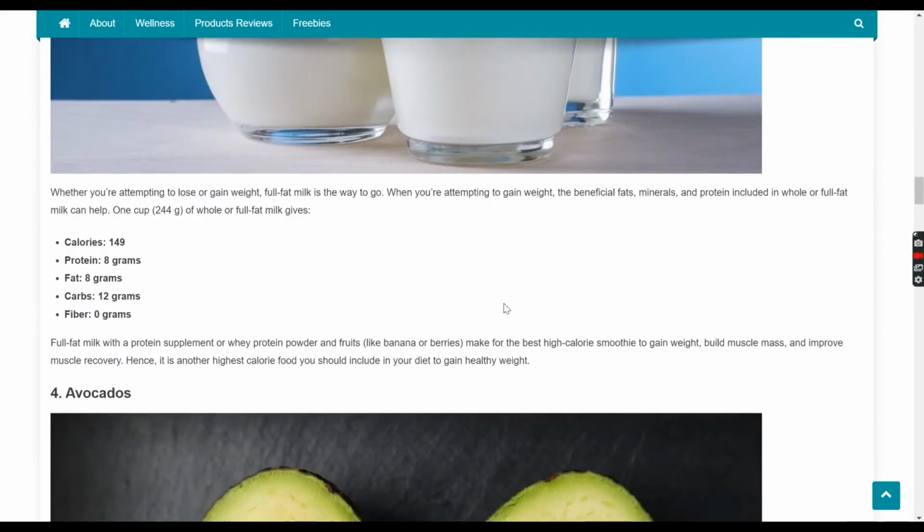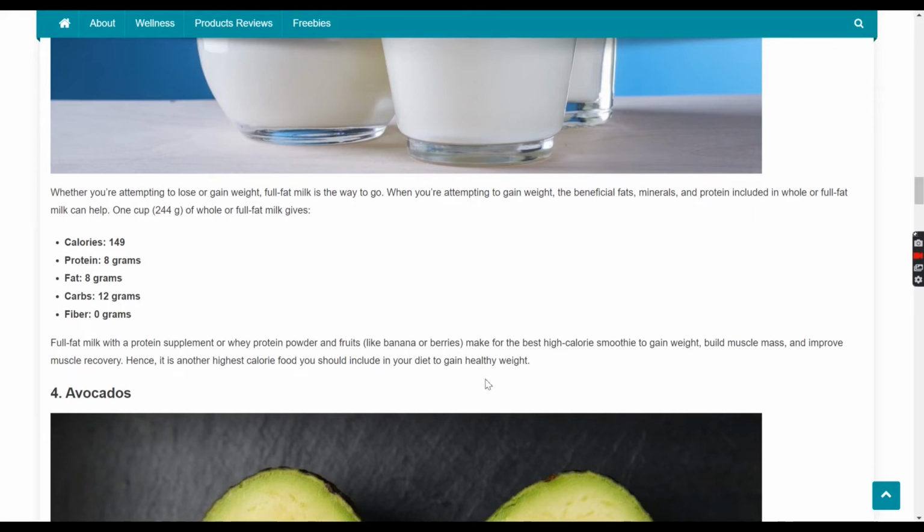Third, full-fat milk. Whether you're attempting to lose or gain weight, full-fat milk is the way to go. When you're attempting to gain weight, the beneficial fats, minerals, and protein included in whole or full-fat milk can help. 1 cup or 244 grams of whole or full-fat milk gives 149 calories, protein 8 grams, fat 8 grams, carbs 12 grams, and fiber 0 grams.